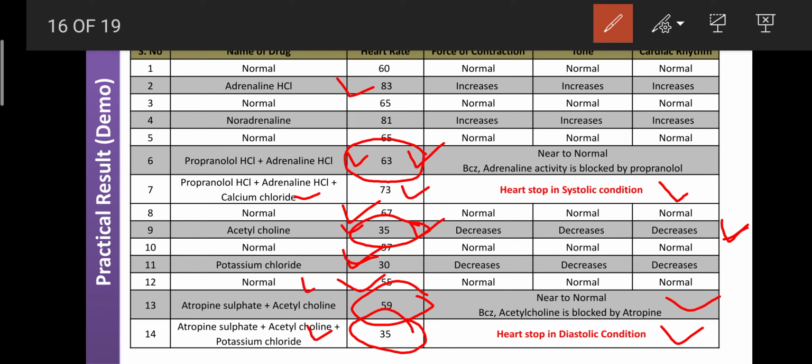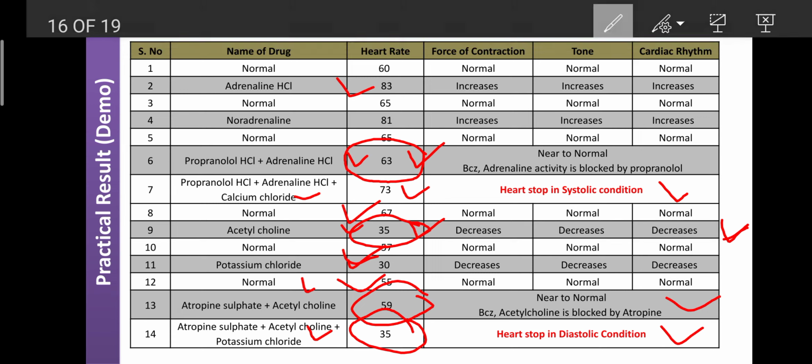If the adrenaline activity was blocked, then retest with calcium chloride. Then if the heart stops in the systolic condition, it means whatever drug you have made is an antagonist and helpful for treatment of hypertension. Like that, antihypertensive drugs are also screened with the help of the simple isolated frog heart.